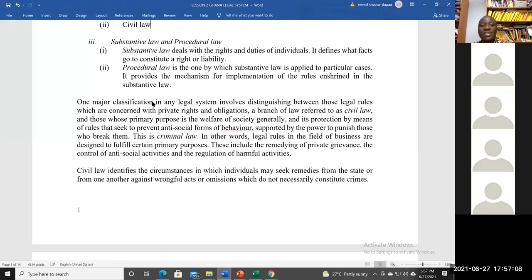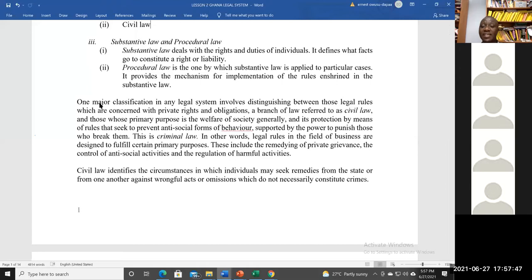Then we also talk about substantive as against procedural law. Procedural law is also known as adjectival law. Substantive law simply addresses the law which spells out rights and duties of individuals. But adjectival law or procedural law enables us to know how substantive law is to be applied to particular cases.